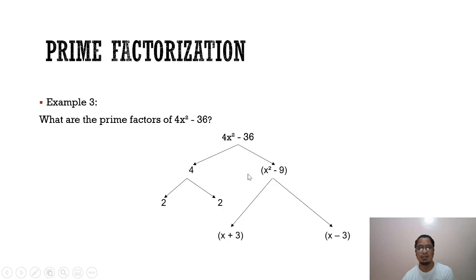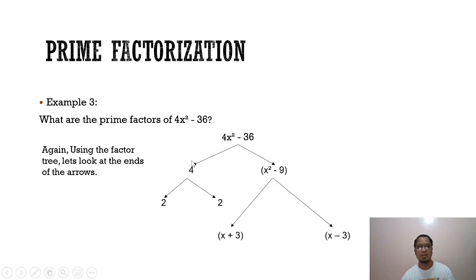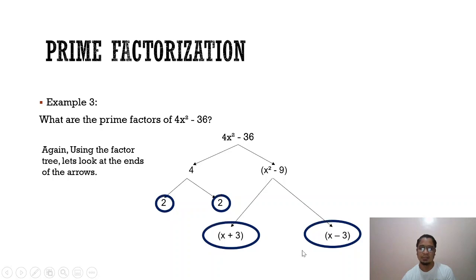You can check it out. The answer will be this one. Following the same pattern that we have done, ang dulo natin, eto. Yung given natin na 4x squared minus 36, we have here now 4 prime factors. And those 4 are as follows: 2, 2, x plus 3, and x minus 3. Those are the prime factors of the given 4x squared minus 36.